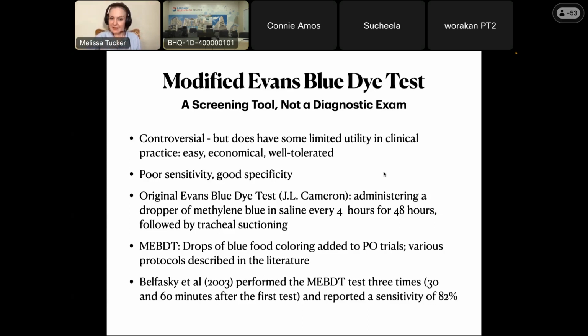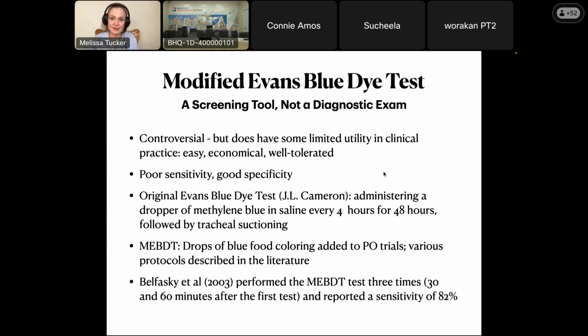The modified Evans blue dye test involves using your normal food and drink trials that you would use for a swallow evaluation. So commonly applesauce or some sort of puree, a liquid, a solid, and putting drops of the blue food coloring in the PO trials. And there are various protocols described in the literature. Belafsky and colleagues did it 3 times. So they would do it 30 minutes and 60 minutes after the first test.